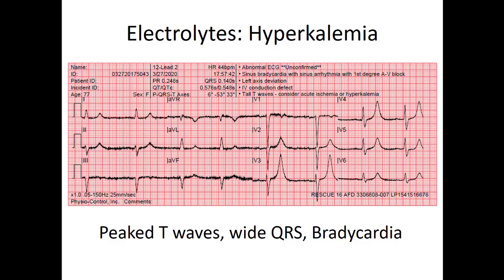And so if you get to, let's say, a dialysis patient with renal failure and they're bradycardic and they have a wide QRS, this is a patient that's about to code, and you need to act quickly.